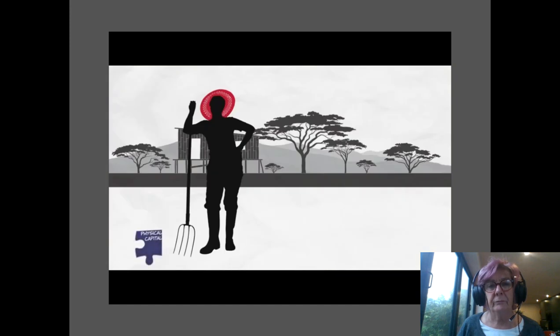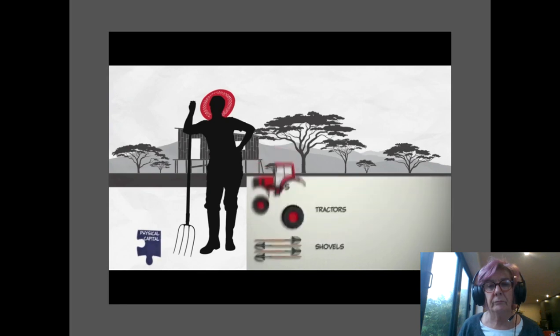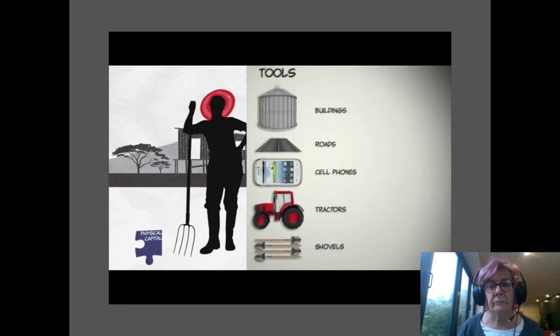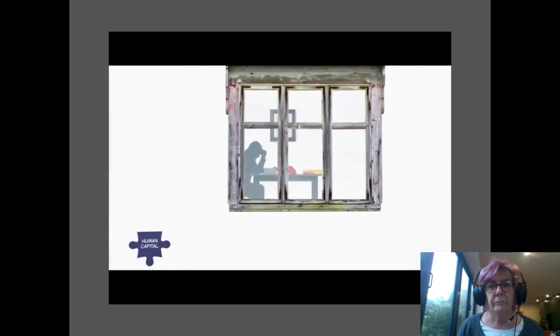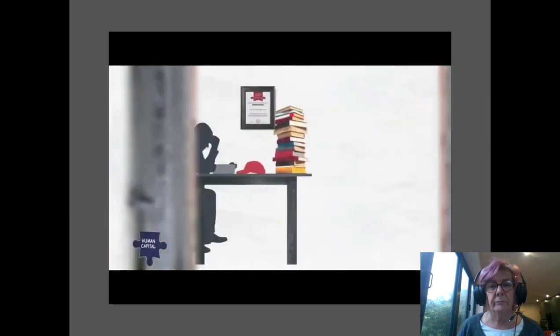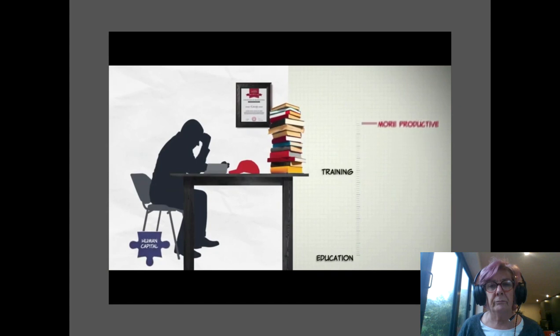By physical capital, economists mean tools in the broadest sense. Shovels, tractors, cell phones, roads, buildings. More and better tools make workers more productive. Human capital is tools in the mind, or the stuff in people's heads that makes them productive. Human capital is not something we're born with. It's produced by an investment in education, in training, in experience.